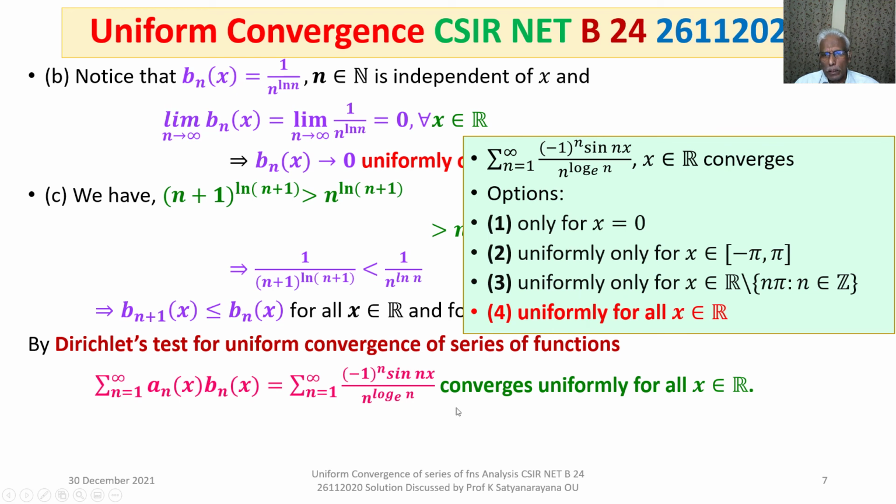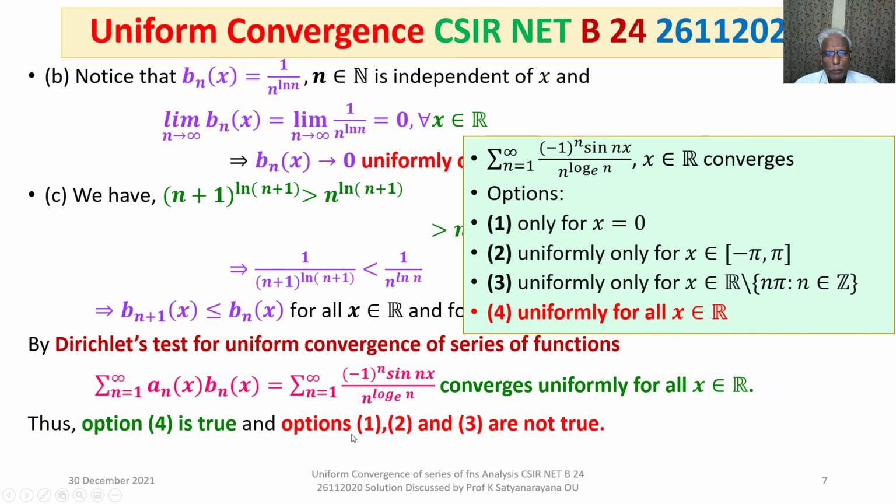Therefore, it converges uniformly for all x belongs to R, so option 4 is true. Options 1, 2 and 3 are not true. Our final answer is option 4 is true.